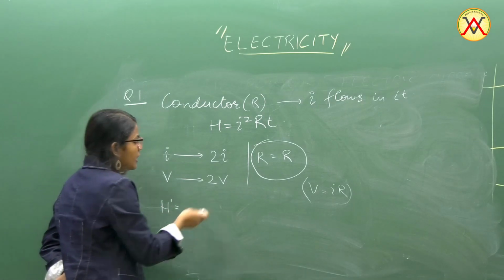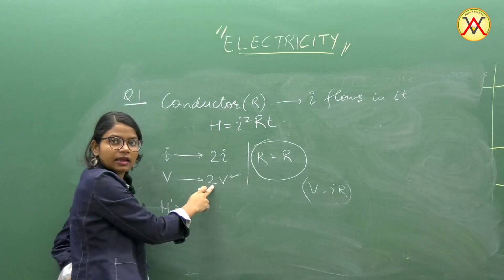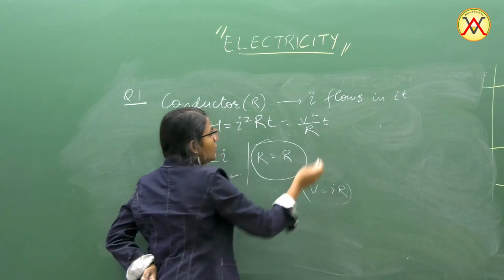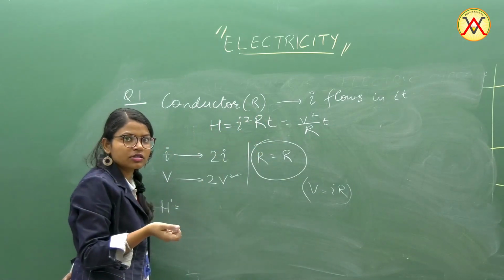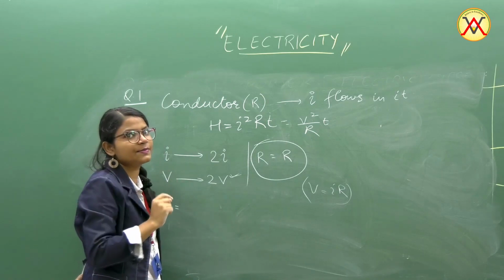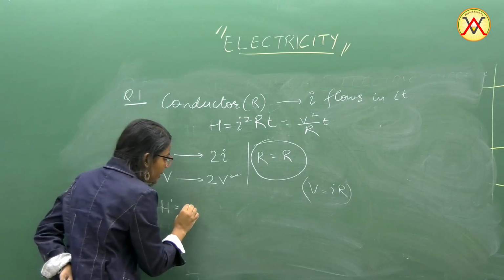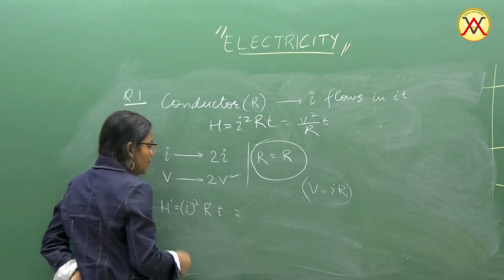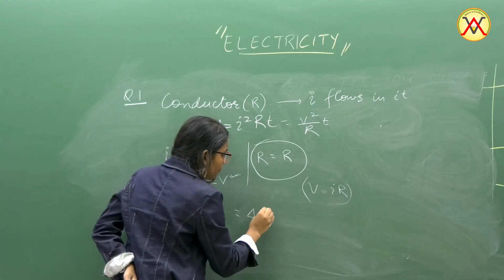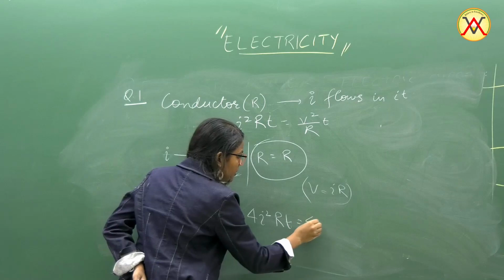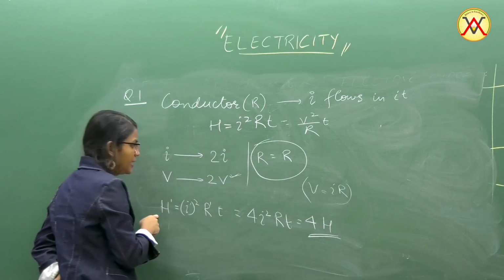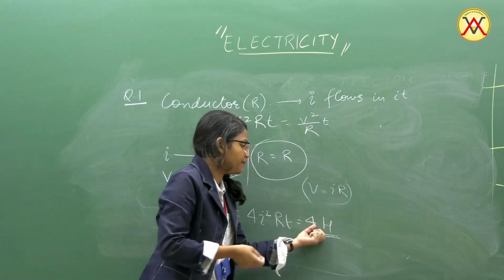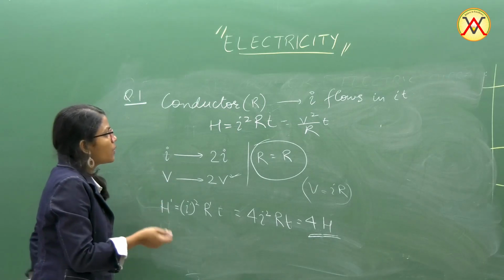Our new heat, either you use voltage in the form V square by RT, or you use this one, because resistance is not changing and time is not changing, only one factor is being changed. So our new heat would be I dash square R dash into T, which is equal to 4I square RT, equal to 4H. So new heat is increased to 4 times the value of your old heat.